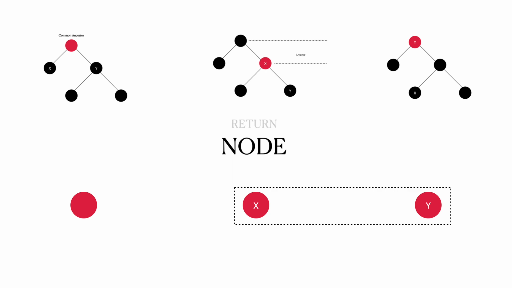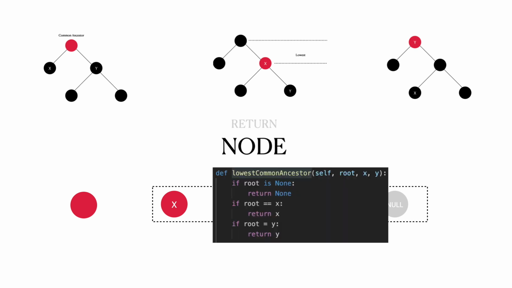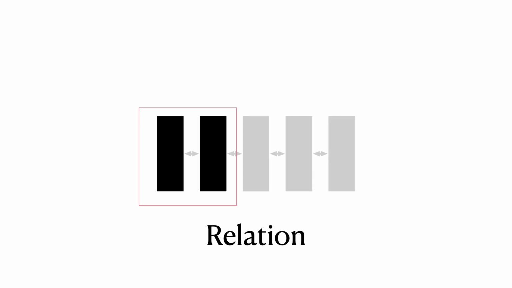Among these return values, node X and node Y are first dominoes, base cases. Moreover, because this is a binary tree, the null node is a base case as well. This is the code for the base cases. Isn't it simple? Now let's see the relation.